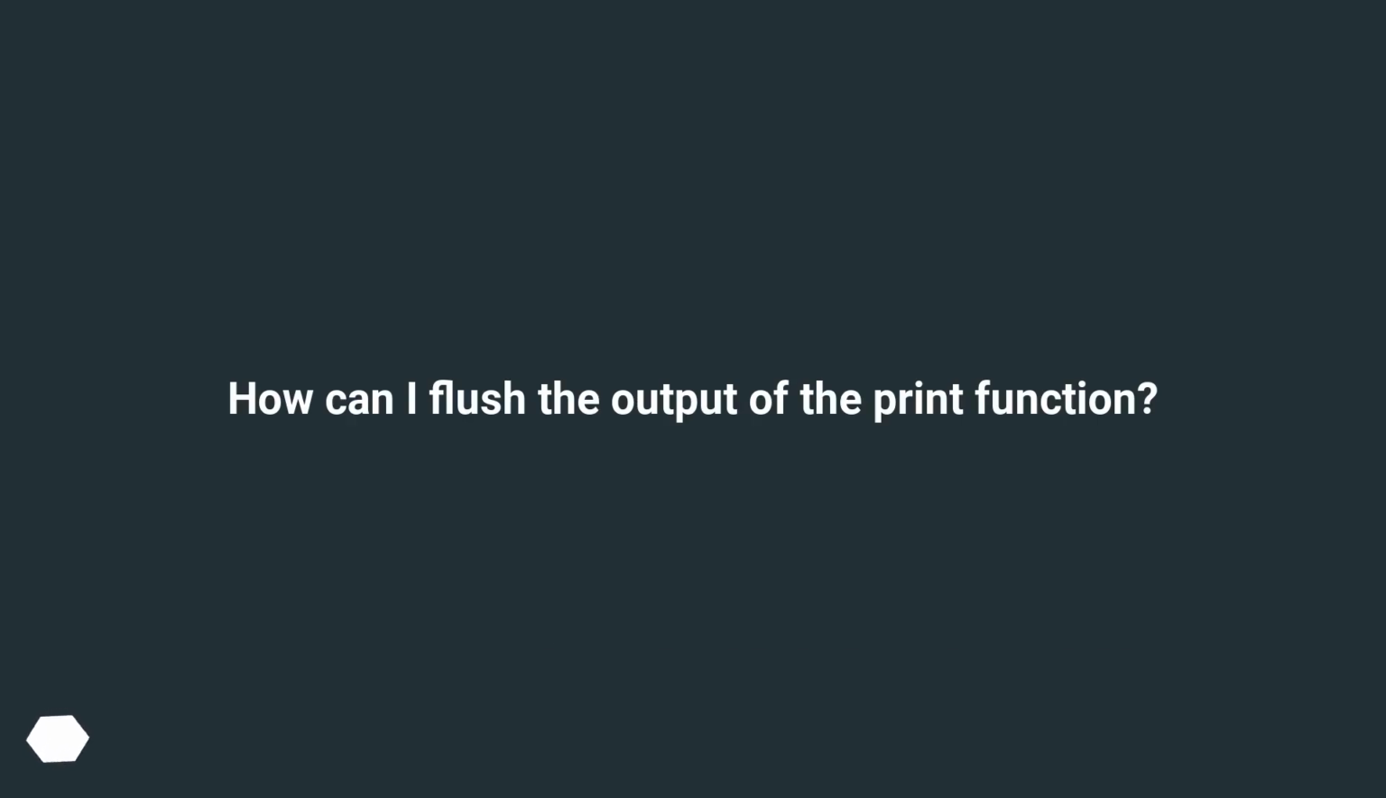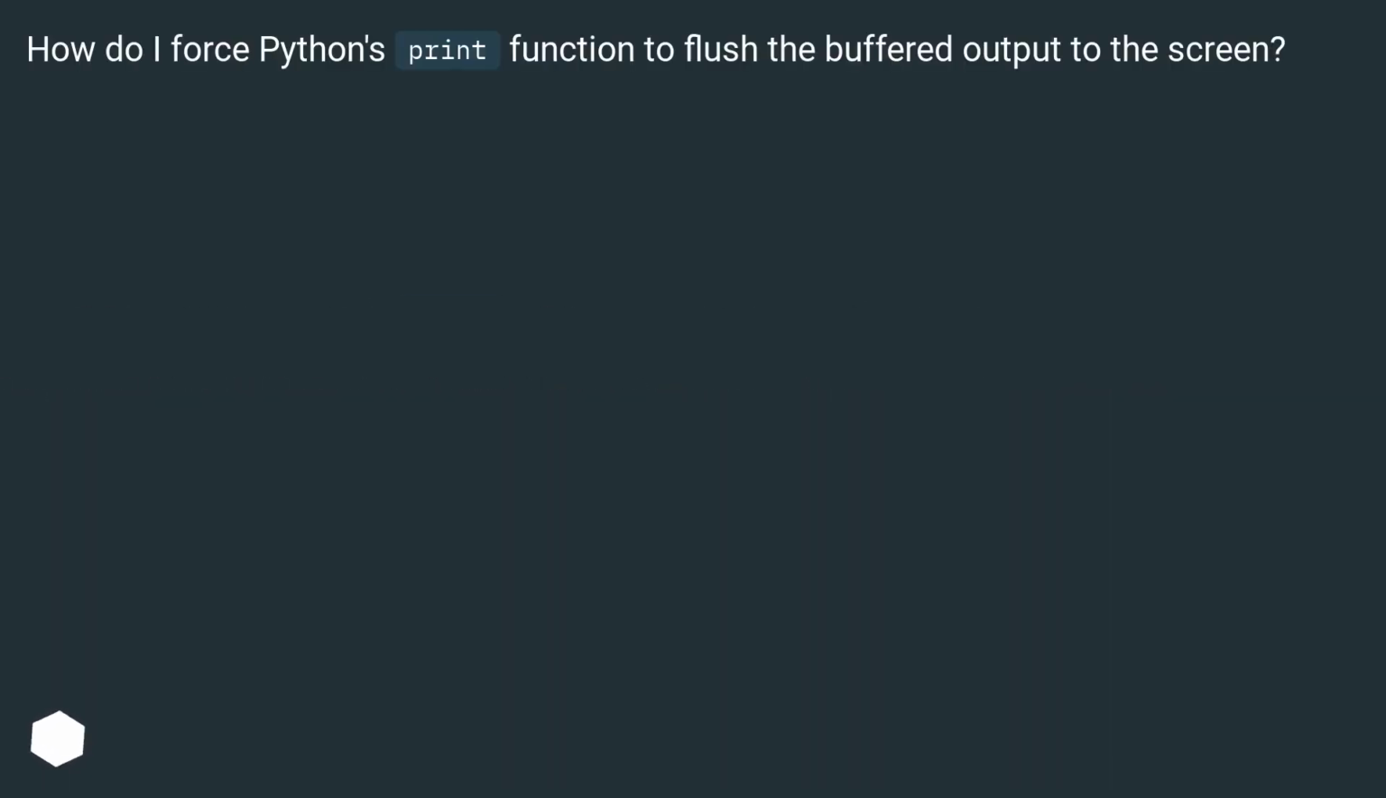How can I flush the output of the print function? How do I force Python's print function to flush the buffered output to the screen?